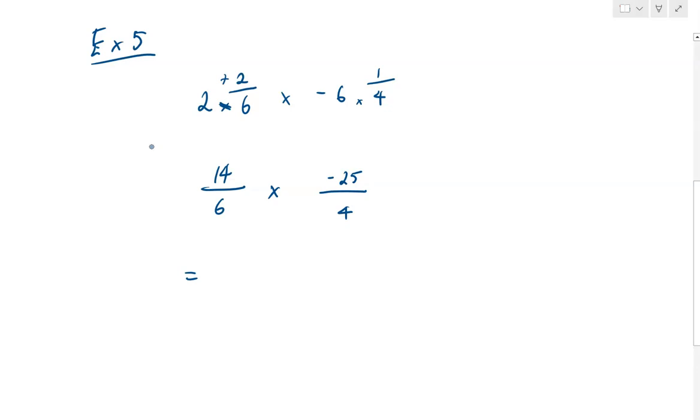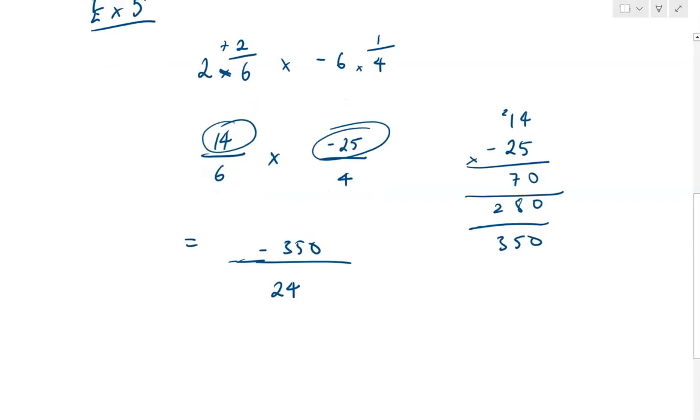What is 6 times 4? 22. Close, 24. What's 14 times minus 25? That's a big number. Negative question. 14 times minus 25. Oh, so it's negative.